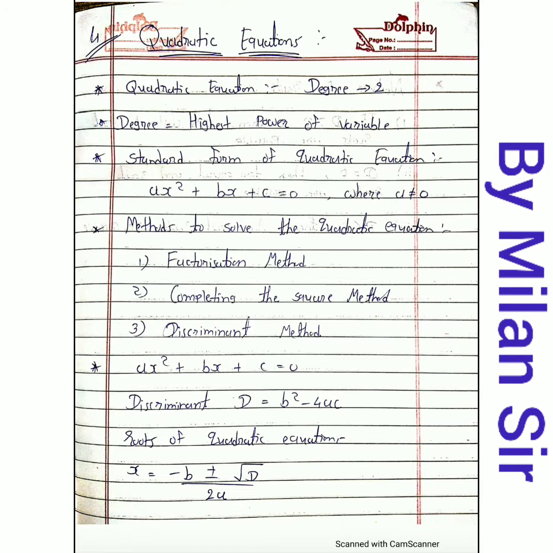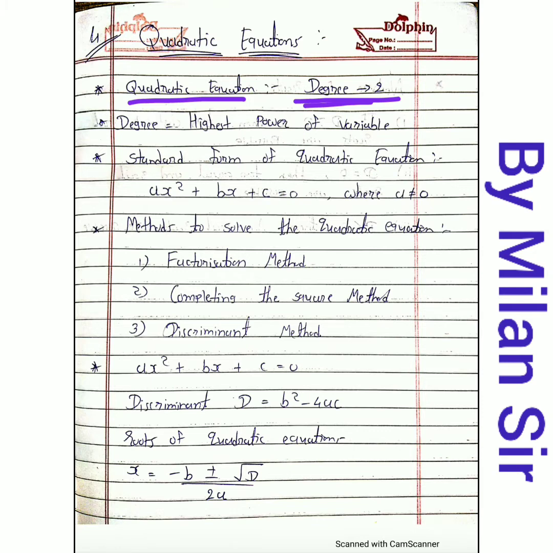In this video, I will explain you theory of chapter 4. Our chapter 4 is quadratic equations. So first of all, what is quadratic equation? The basic thing for quadratic equation is degree 2. If the degree of the equation is equal to 2, then we can say that it is a quadratic equation.